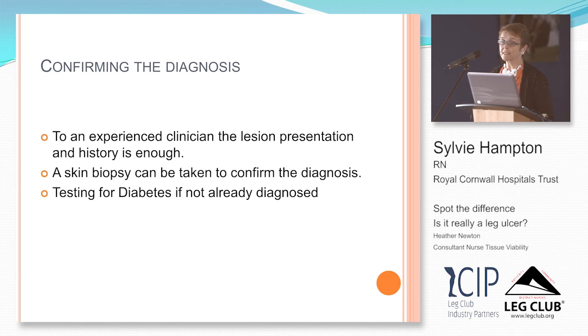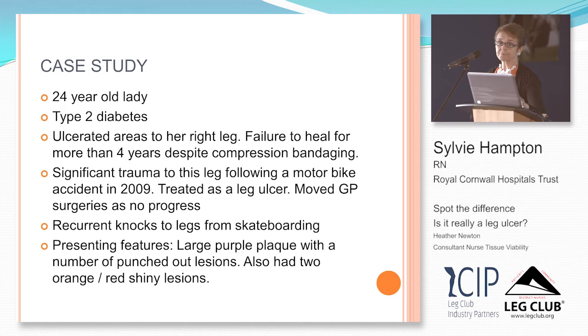So confirming the diagnosis, to an experienced clinician, the lesion presentation and history is enough. A skin biopsy can be taken to confirm the diagnosis, and those of you who send people for biopsies probably know that you can't always diagnose something. For instance, pyoderma gangrenosum can't be diagnosed from a biopsy. It can only be excluded through the biopsy. Testing for diabetes if not already diagnosed.